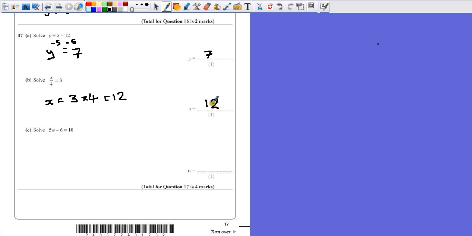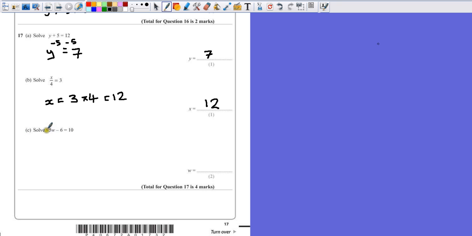Let's just double check, does that work? Substitute x back in. 12 divided by 4 equals 3. Correct. C, solve 5w take away 6 equals 10. Now in this situation, being able to balance an equation is vital. It's so much easier than trying to experiment in the top of your head.